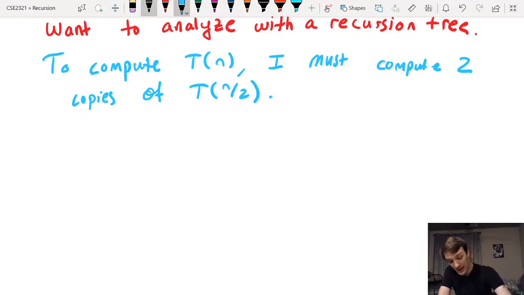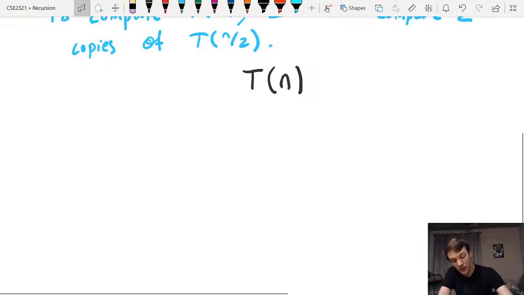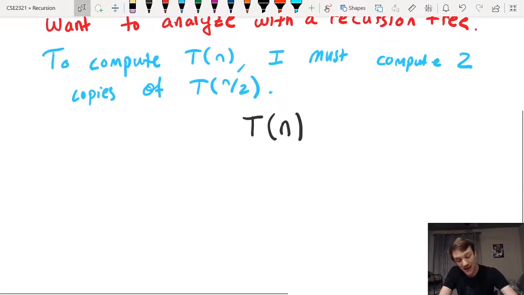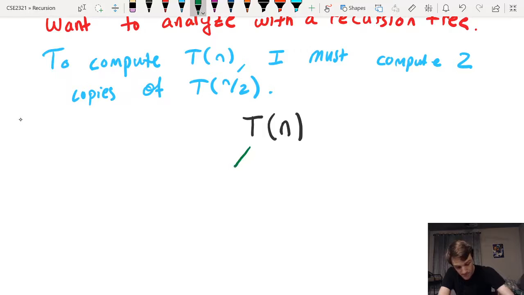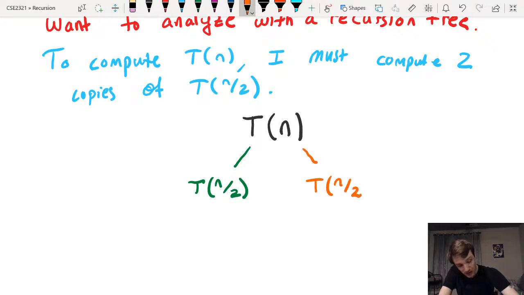So we have t of n as a base of the tree. In order to compute t of n, I need t of n over 2 and I need t of n over 2. This looks silly for this problem because those are the same. In general, they won't be, though. And how could I possibly compute t of n over 2? Well, I compute that via the same method as t of n.